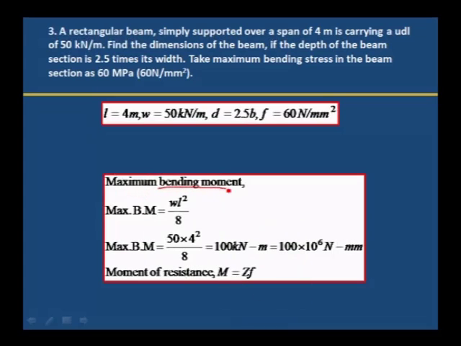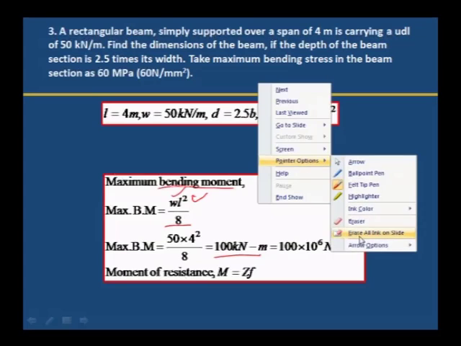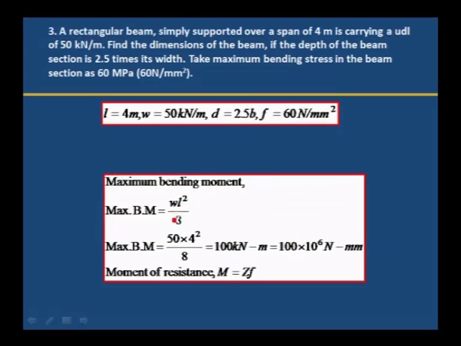Maximum bending moment is WL square by 8. W is 50 kilonewton per meter, given, and L is also known. 50 into 4 square divided by 8 is 100 kilonewton meter. We have the value in kilonewton meter because we used W in kilonewton per meter and L in meters. That is why the answer is 100 kilonewton meter. That we have to convert: 100 into 10 to the power of 6 Newton mm. Convert the kilonewton meter into Newton mm.